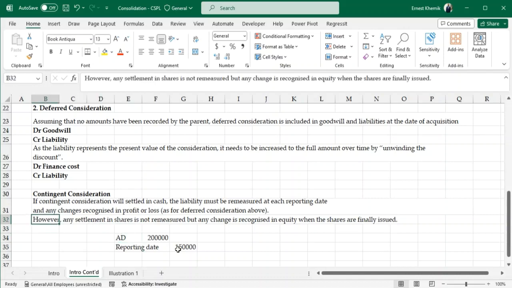And then we also have another one here: if the settlement is in shares, contingent consideration can be settled in shares. When it is settled in shares, it is not remeasured, but it can change. The number of the shares can change. The number and hence the value of the shares can change. And this change is recorded in OCI or equity when the shares are fully issued. They are recognized in equity or OCI when the shares are finally issued. So I want you to understand these particular things before we get to another question.